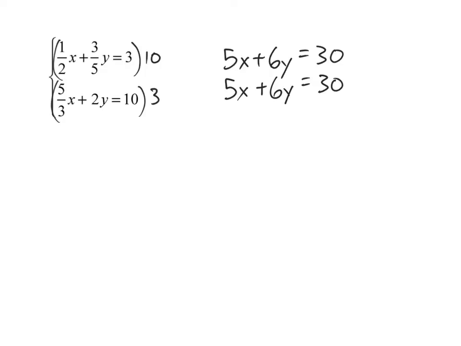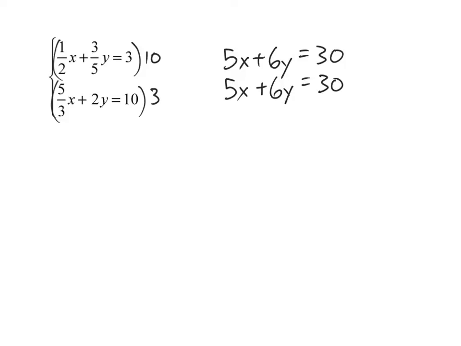If I use elimination and I subtract these two equations, you'll end up getting 5 minus 5, which is 0, 6 minus 6, which is 0, and then 30 minus 30, which is 0, and you'll end up getting the equation 0 equals 0. And that definitely tells you that there are many solutions, because 0 will always equal 0. Now, it's not all solutions. It's only certain solutions. So what I'm going to do is I'm going to solve for y on one of these.